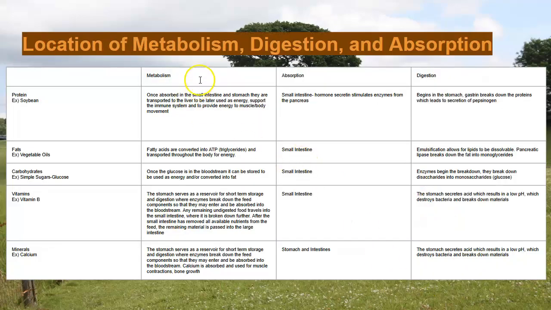So looking at the location of metabolism and digestion and absorption. So first we have protein. An example I have listed here is soybean. So once absorbed in the small intestine and stomach, they are transported to the liver to be later used as energy. And this is used to support the immune system of the animal and to provide energy to the muscles as well as aid with body movement.